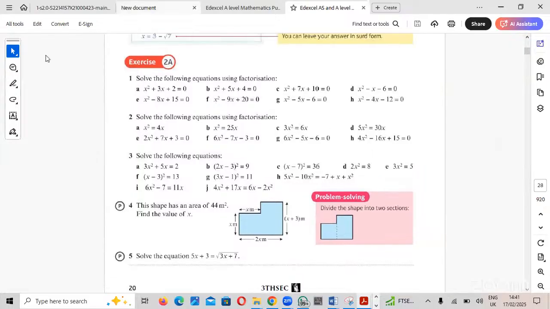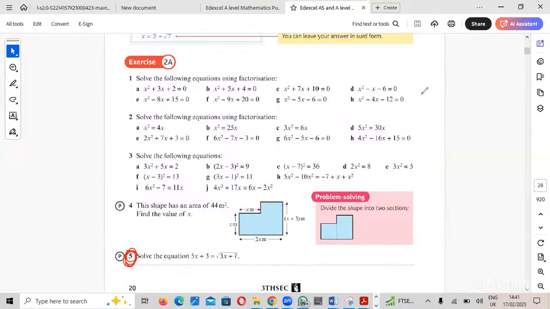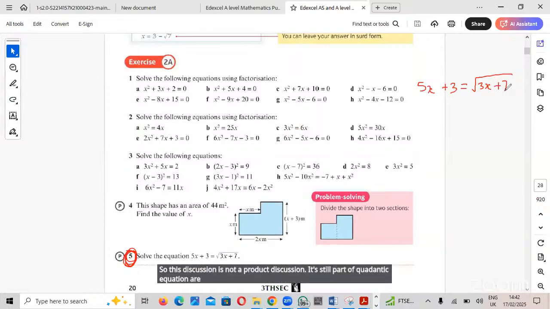So those are the kind of questions you expect in your exam. What I just solved now, something like this too. Say for this question now, I'm going to set it in your exam. Are you hearing me? Yes, sir. It's going to come out in your exam. Root of x plus 3 equals root 3x plus 7. Somebody can see that this question is not a quadratic equation. It's still part of quadratic equation though.